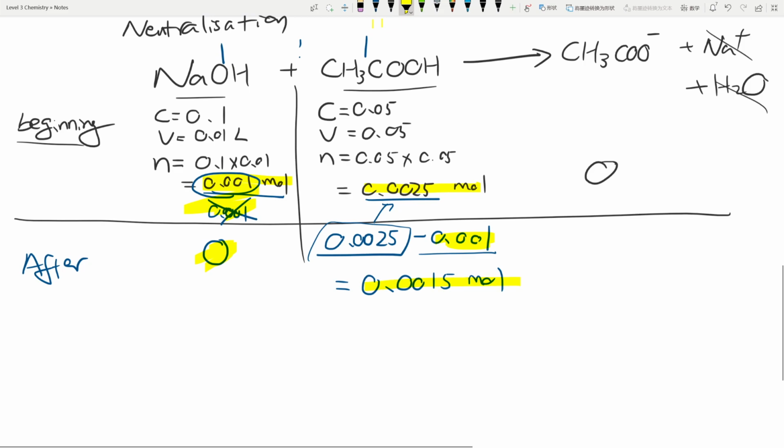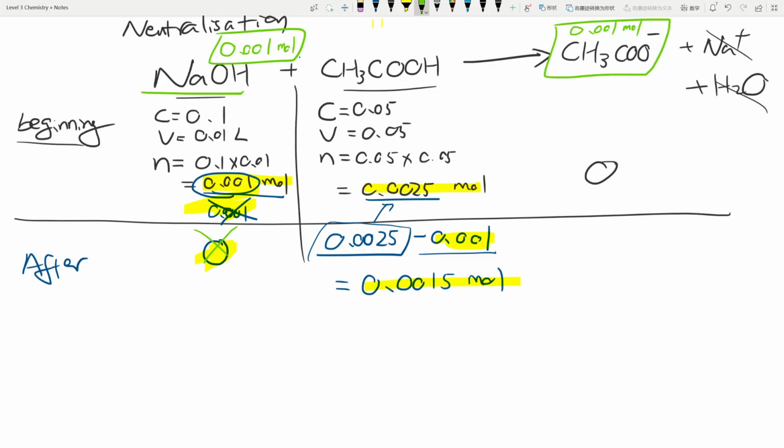All right, now let's go back here. This is going back to the mole ratio stuff from before. Maybe I should get rid of this so you can see. If I use 0.001 mole of sodium hydroxide, and that's completely gone, surely it makes sense that I made 0.001 mole of the product, because for every 1 mole of sodium hydroxide that I neutralized, I make an equal number of moles of CH3COO minus. So the mole amount of CH3COO minus is going to be 0.001.